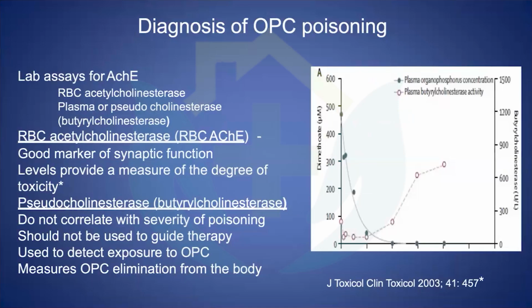Pseudocholinesterase or butyrylcholinesterase do not correlate with the severity of the poisoning and should not be used to guide therapy. Use them to detect exposure to OPC, not to measure OPC elimination from the body. So if one test is needed for diagnosis and prognosis, that is your RBC acetylcholinesterase.